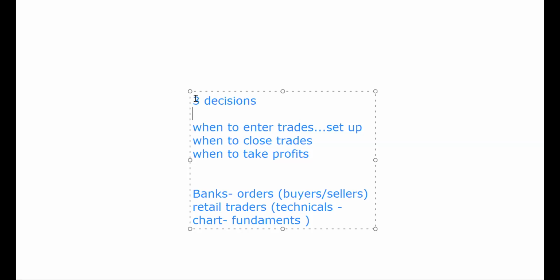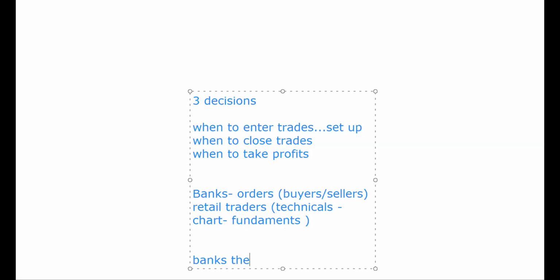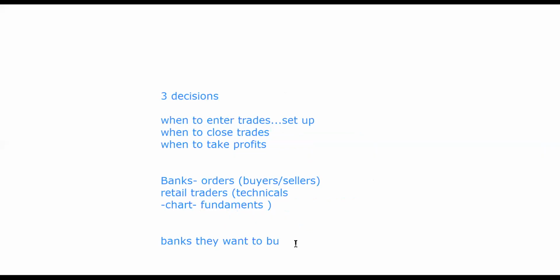It depends on the trader, you know. And also when you talk about banks, they can only take profits when there are enough orders coming in opposite of what their orders were. For example, if banks want to buy, they need what? Sellers. That's what you should understand. If banks want to buy, they need people to be selling. That's what they need. Okay, so I hope that makes sense.